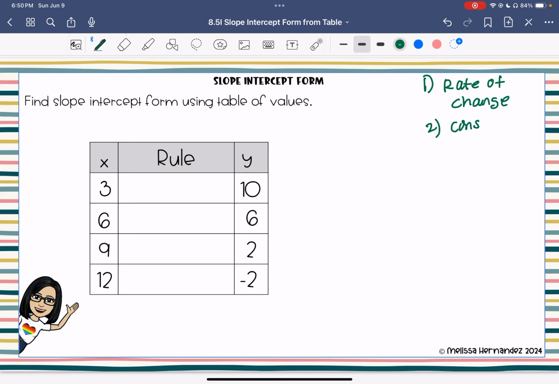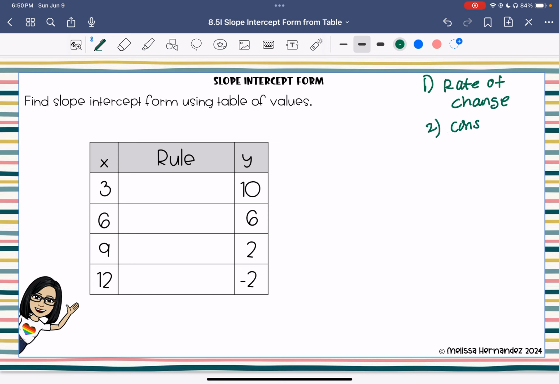So the first thing we do is find the rate of change. How did 10 become 6? Take away 4. 6 becomes 2, take away 4. 2 minus 4 is negative 2. So we're going to go to the left side. 3 plus 3 is 6. 6 plus 3 is 9. And then 9 becomes 12 by adding 3. So our rate of change, change in y over change in x, is negative 4 over 3.